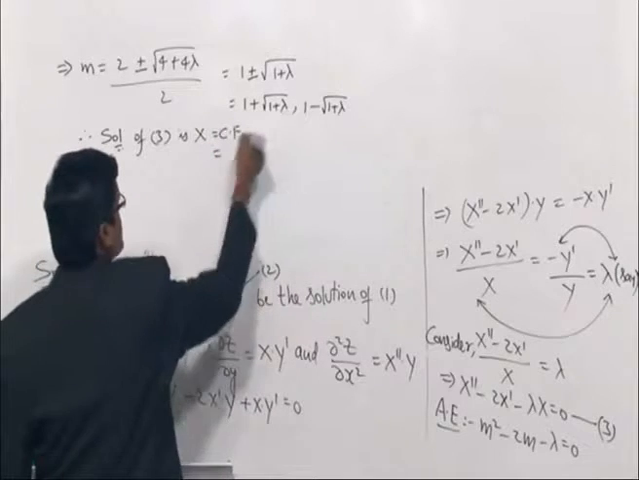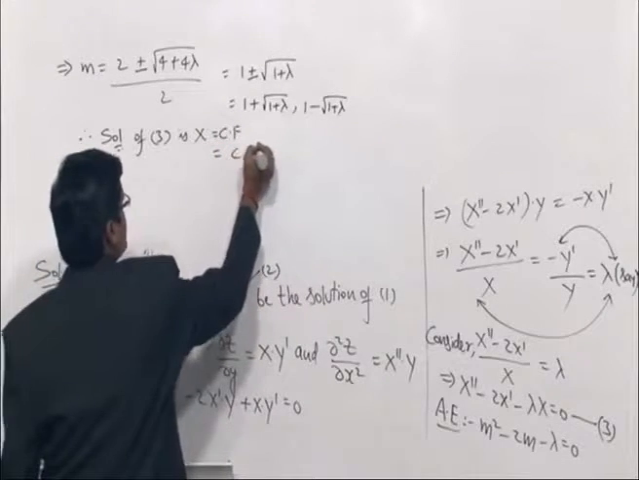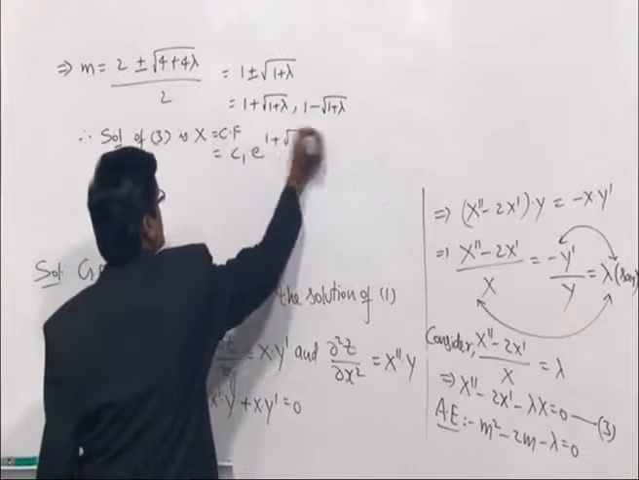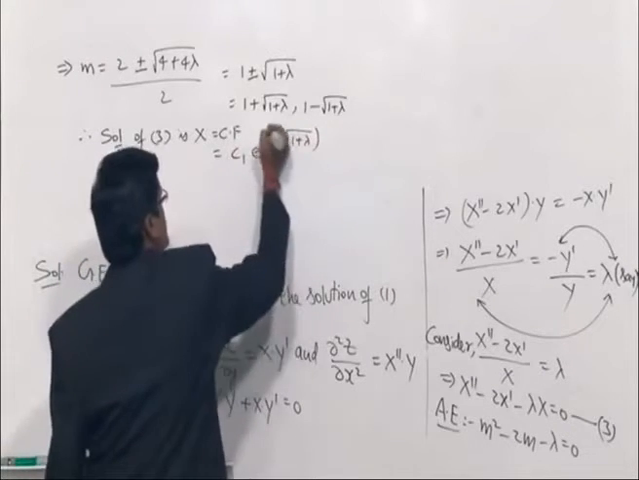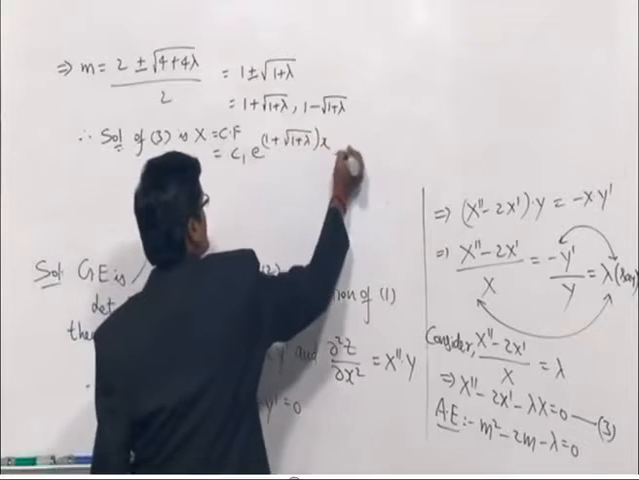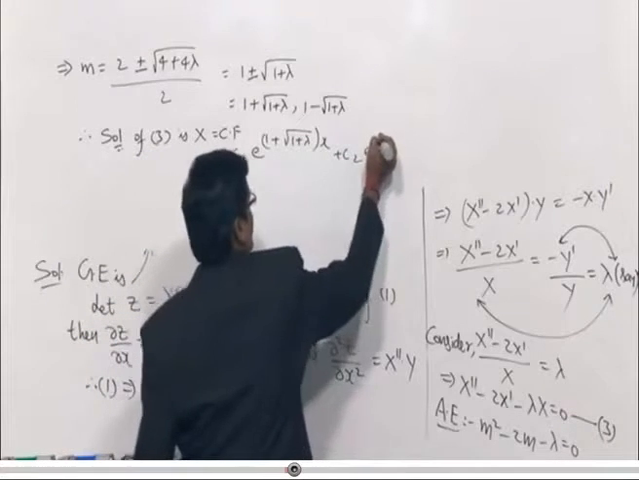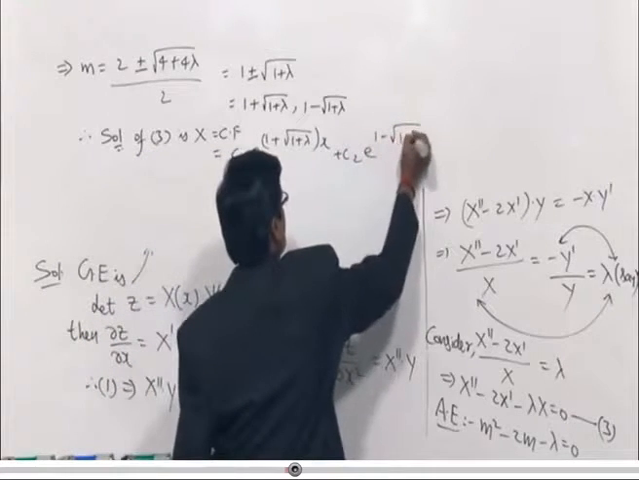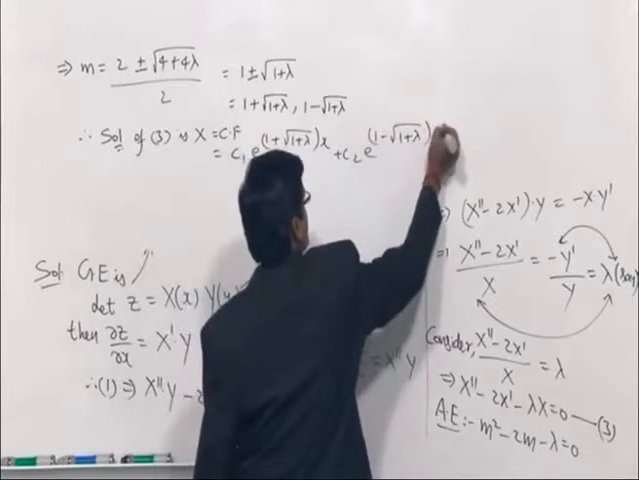So what is CF? m1, m2 roots: c1 e power 1 plus root over 1 plus lambda into x, m1 m2 distinct roots, plus c2 e power 1 minus root over 1 plus lambda times x.